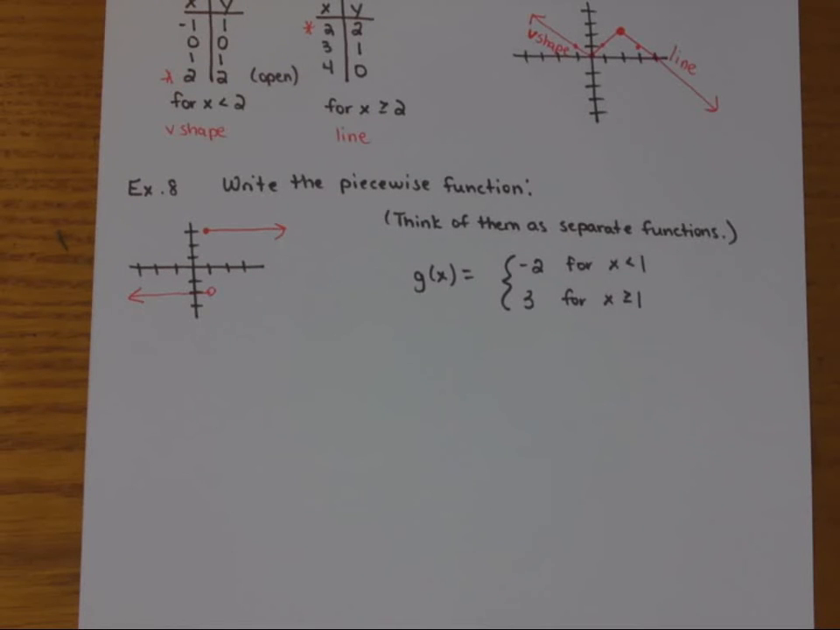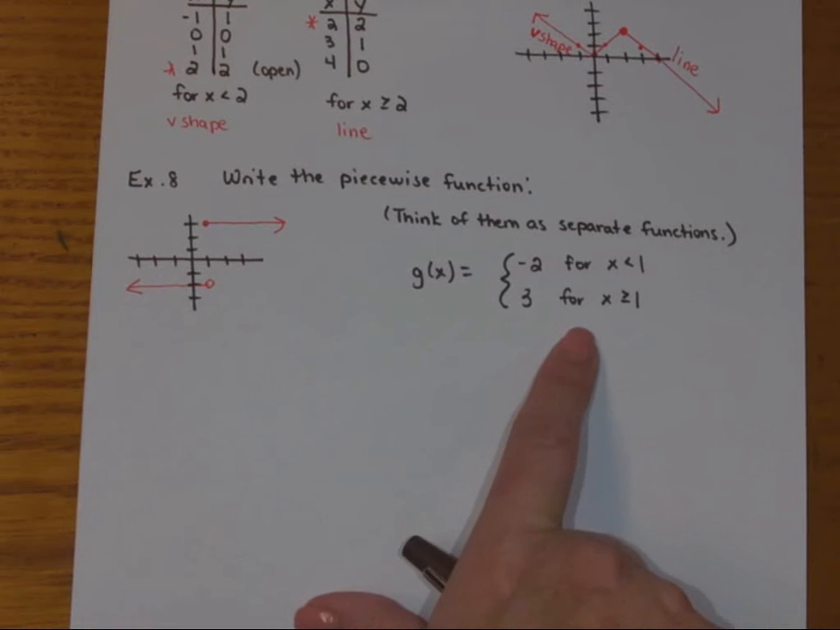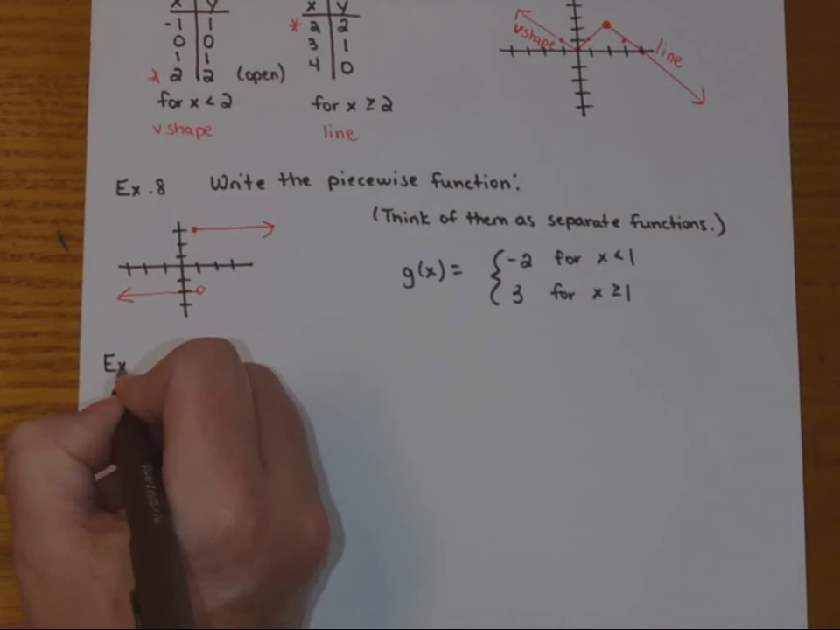Okay, so notice number 8 is the backwards version of 6 and 7. 6 and 7, I give you an equation and I say, hey, graph this. In number 8, I'm going to give you a graph and I'm going to say, give me the equation for it. Okay. All right, so one more piecewise function and then we're going to look at something else.